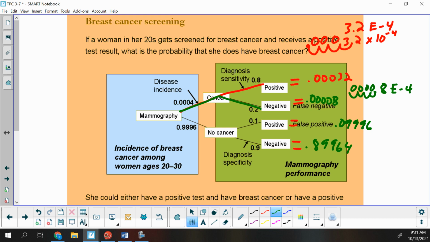So from that, we can answer the question now. We want to know what's the probability that she doesn't have breast cancer if she received a positive test result. So first we want to identify any of the paths that had a positive test result. And that would be this one here and this one here. So if we add those together, that will give us our denominator. 0.10028 is what we would get if we would add those together.